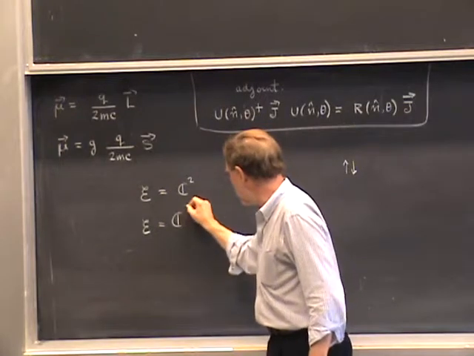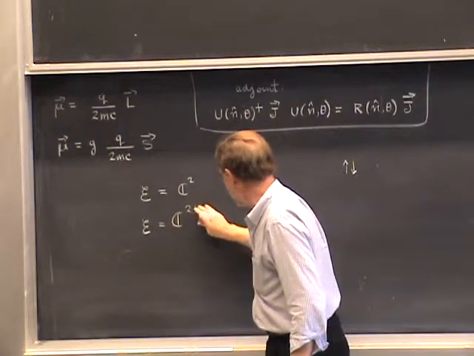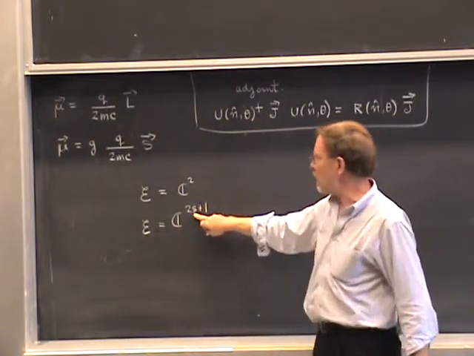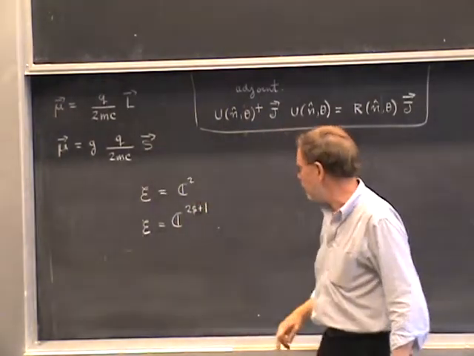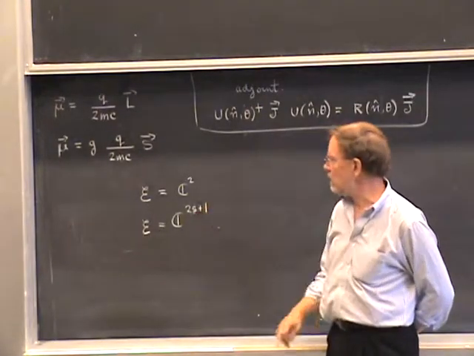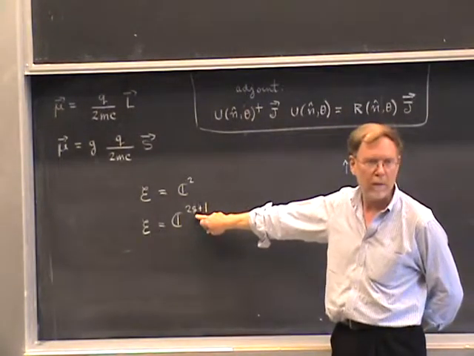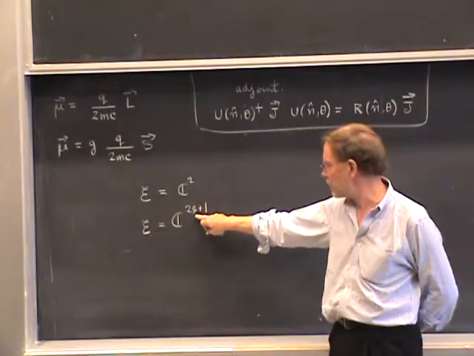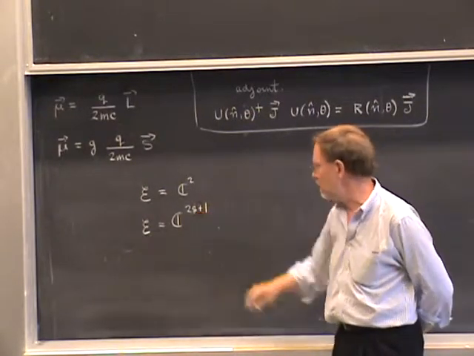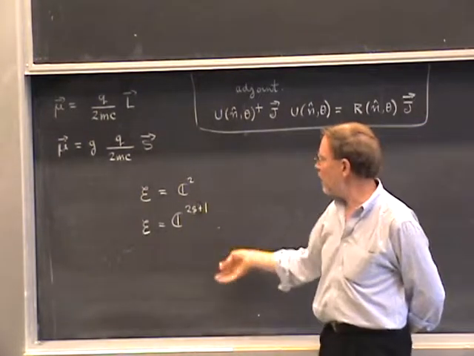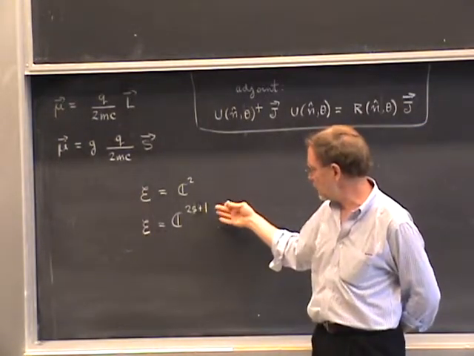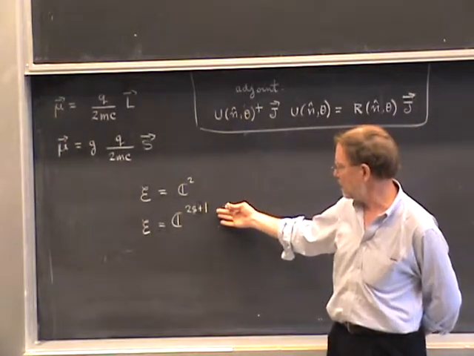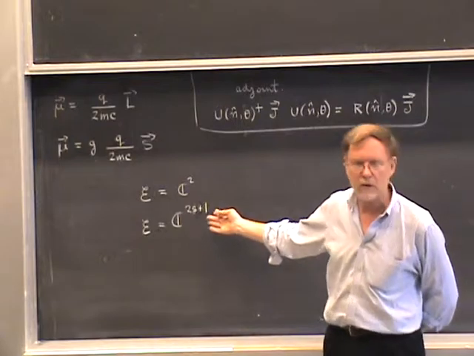We can write this way, C to the 2s plus 1, where s is a lowercase s, not to be confused with capital S, the spin operator. The lowercase s is what you call the spin of the particle. It's an angular momentum quantum number, and therefore is either an integer or a half integer, and it characterizes the particle. So the Hilbert space upon which the spin operator acts is, in the language I introduced last time, what you call an irreducible subspace under rotations.